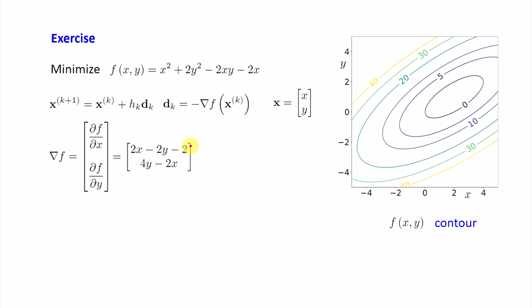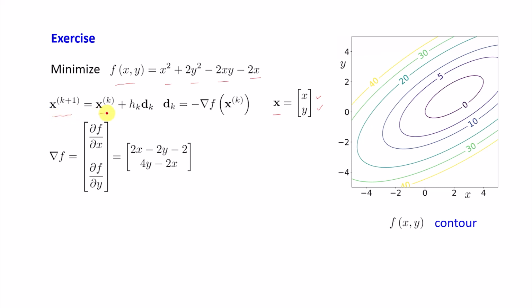Now we will actually see a converged solution of this particular problem. Here we are trying to minimize this function f(x,y), which is x squared plus twice y squared minus twice xy minus twice x. This is a function of vector x, and vector x is given by two components, x and y. We use this steepest descent algorithm.